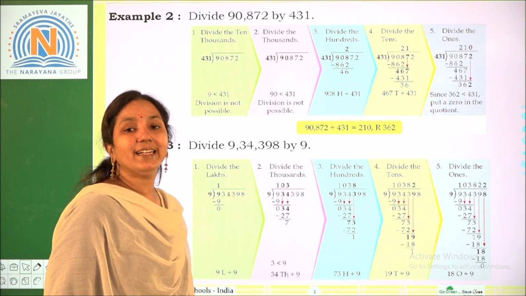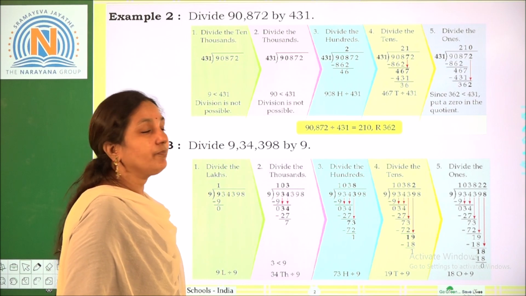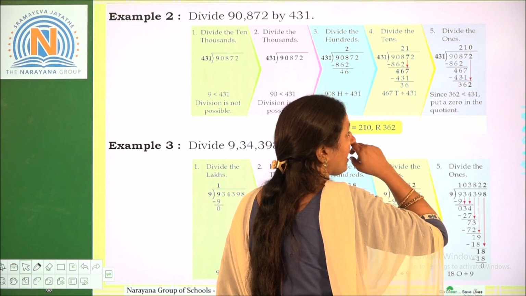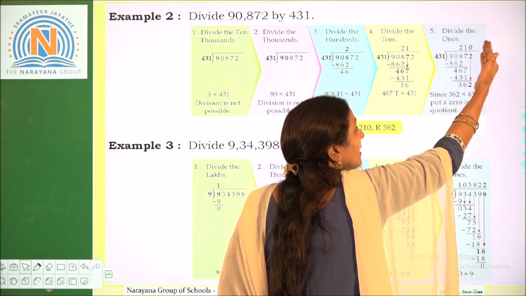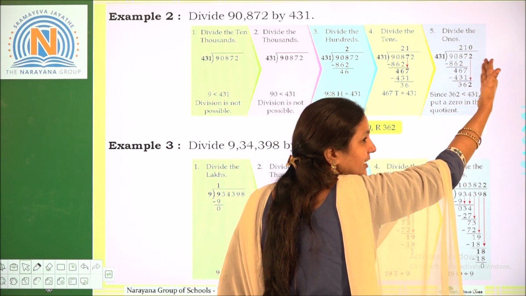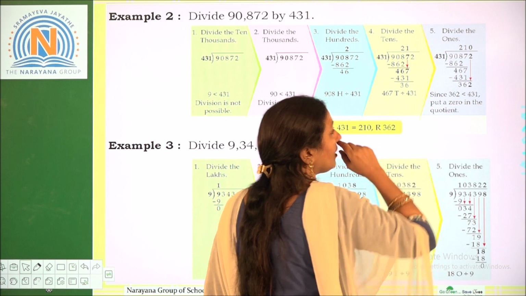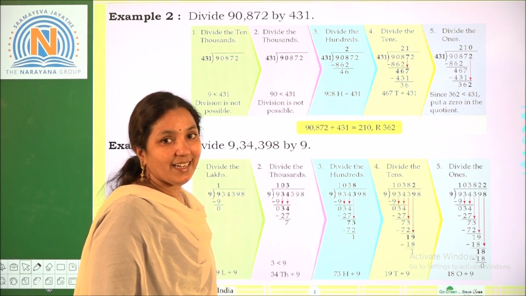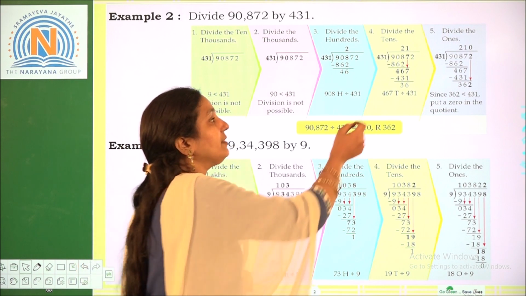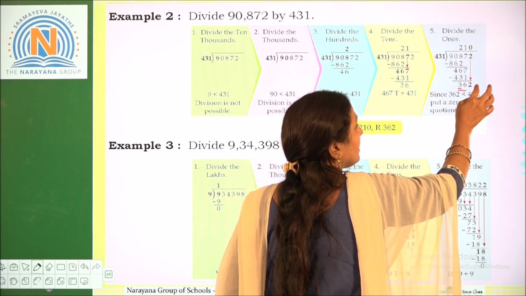So again, how many times can we take approximately? We can take only 1 time. That will be 431. So now 36 is the leftover part. Now bring down the ones column, 2. So 362. Is there any other digit here? No. Now can we divide 362 by 431? No, we cannot divide. So 0 times only. Put the 0 in the quotient. Now write the remaining 362.